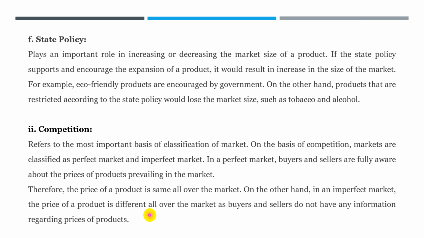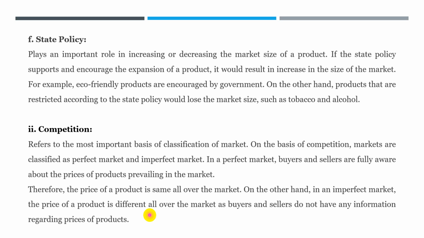Knowledge of the market condition. If buyers and sellers have perfect knowledge about the market conditions, then the uniform price prevails in the market. However, in case of imperfect knowledge, sellers are in a position to charge different prices.